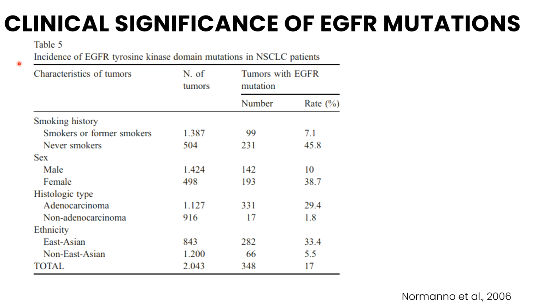This table is going to show the incidence of EGFR tyrosine kinase domain mutations within patients in non-small cell lung cancer. Rather than memorizing every single percent, your focus should be understanding the trends, as the trends have important implications for patient care. So we're going to begin with the smoking history: smokers or former smokers, and then never smoked. We're going to be breaking it down by looking at the smoking history first.